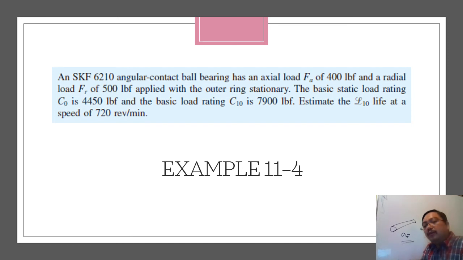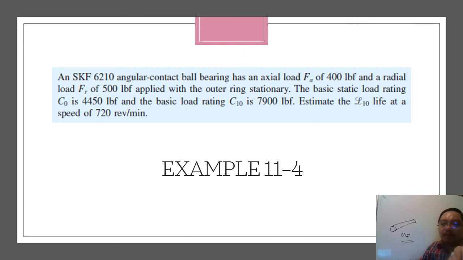Okay, now let's go for the example. This example is a short example. Hopefully you can understand. An HKF 6210 angular contact ball bearing has a load FA, also called a thrust, of 400 pound, and a radial load FR of 500 pound applied to the outer ring. Remember, outer ring, inner ring, because the difference is V equals 1.2 for the outer ring, and V equals 1 for the inner ring.